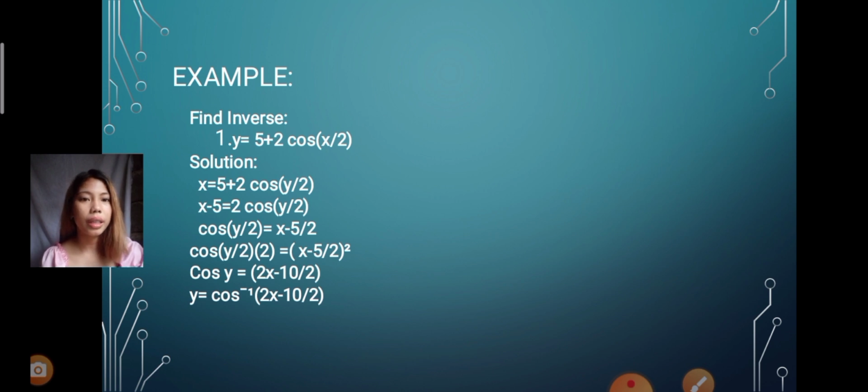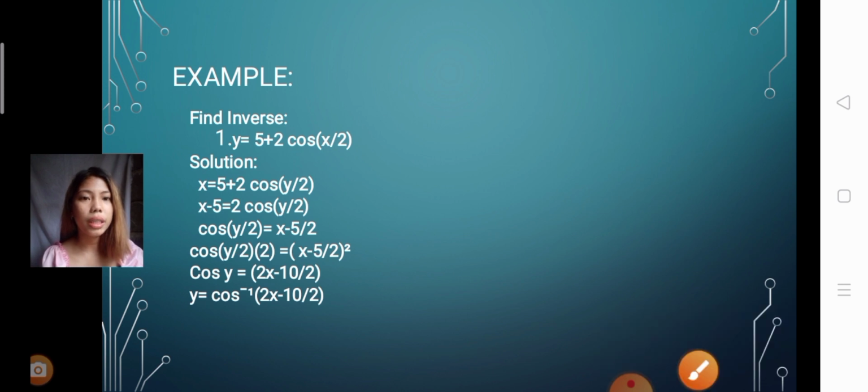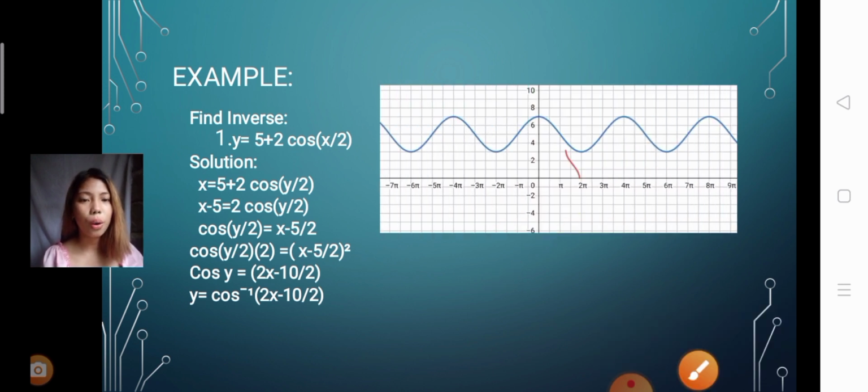Then we need to cancel the 2 so that what remains is cos y. So we have cos y equals (x minus 5) over 2, so we have y equals cos inverse of (2x minus 10) over 2. So let's see the graph. This is the graph of y equals cos inverse of (2x minus 10) over 2.